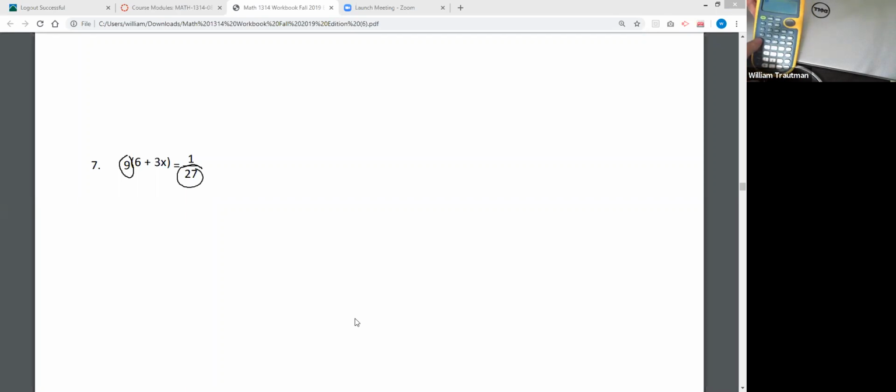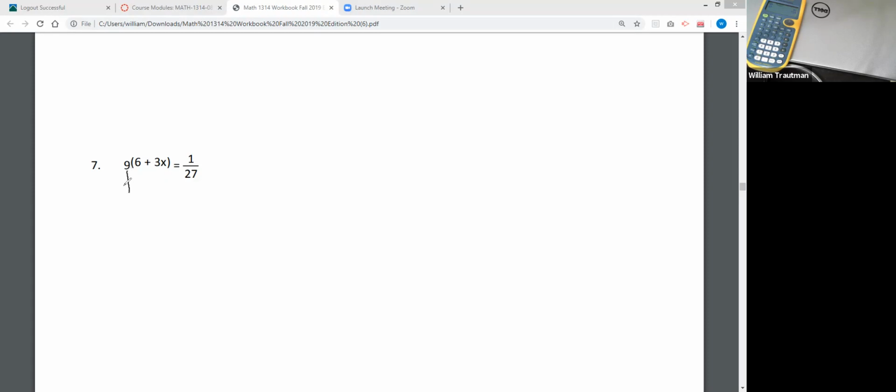So once again, 9 raised to the 2nd power is 81. 9 raised to the 3rd power is 729. Even 9 to the 1 power is 9. 9 to the 2 power is 81. There's no way 9 to any power is going to be 27. So 9 will not work as a base. However, we have to try a different base.